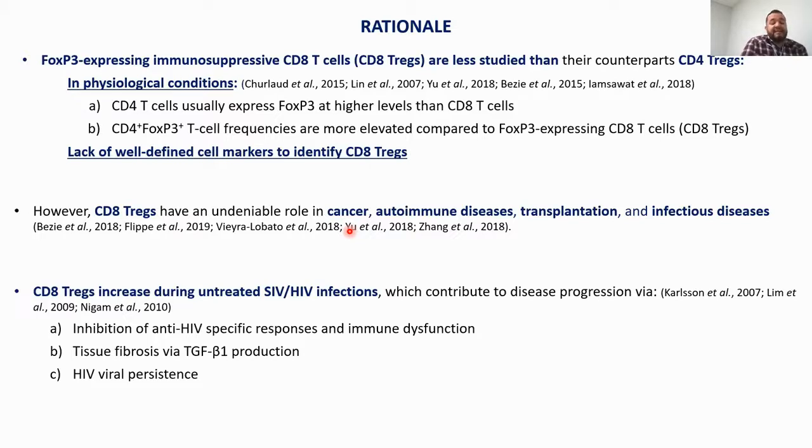However, CD8 Tregs have an undeniable role in cancer, autoimmune diseases, transplantation, and infectious diseases. In this case, CD8 Treg frequencies increase during untreated HIV and SIV infection, and this increase could contribute to disease progression by inhibiting the anti-HIV specific responses, promoting tissue fibrosis via TGF-beta production, and also contributing to viral persistence.